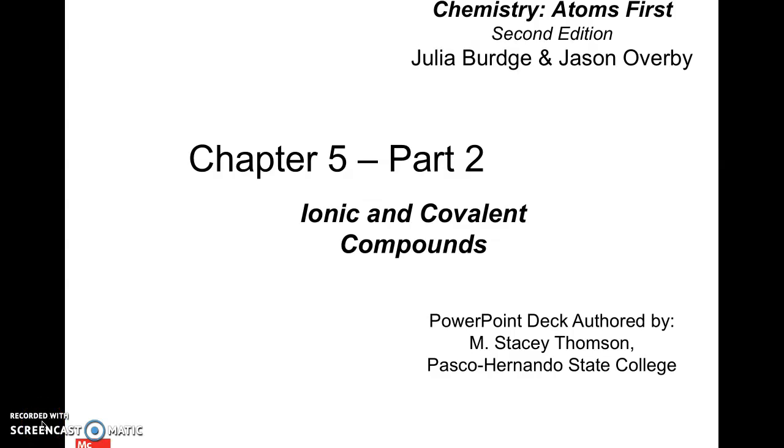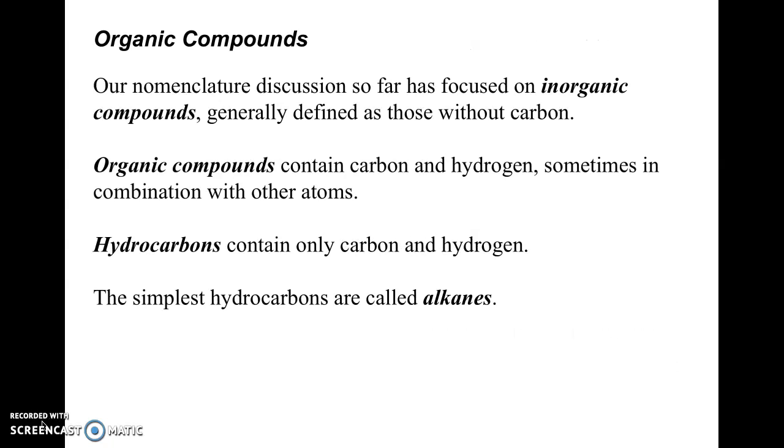Now we're going to talk about a second part in chapter 5, and these are covalent compounds that are called organic compounds. Generally, in the nomenclature we've discussed so far in lab, we've focused on inorganic compounds. So what's the difference? An organic compound contains carbon and hydrogen. Sometimes there's some other elements in there, such as oxygen. But there's a whole class of these compounds that are called hydrocarbons that only contain carbon and hydrogen.